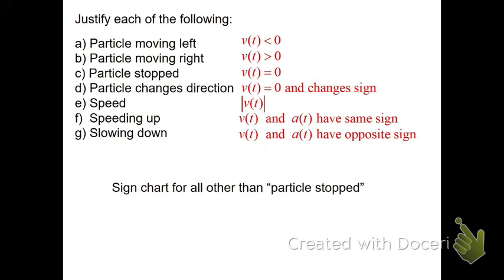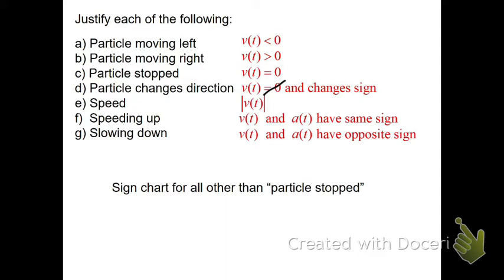Okay, first of all, anytime you're talking about a particle or something, a turtle, whatever, when they say moving left, you write velocity negative automatically. Moving right, you immediately write everything that's in red: velocity positive. Particle stopped: velocity 0. Particle changes directions: velocity changes signs. You don't even have to say the equals 0 part. It's implied. Okay, speed is the absolute value of velocity.